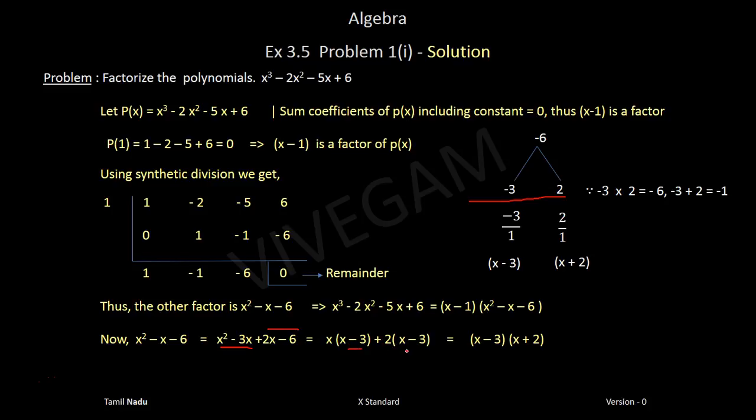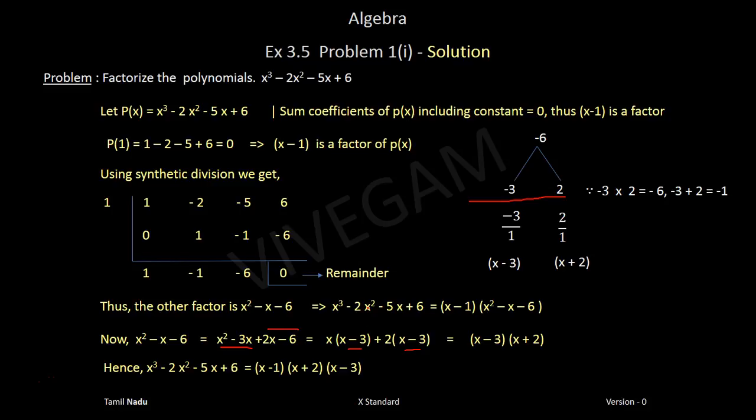Now from these two you can take x minus 3 commonly out. So it becomes x minus 3 into x plus 2. That's what we got here. So either you do this method completely and straight away write the factors, or you stop here and continue the other method. Whichever you are comfortable with, you can do. But because I want you to learn both the methods, that's why I'm using both the methods here for your practice. Okay.